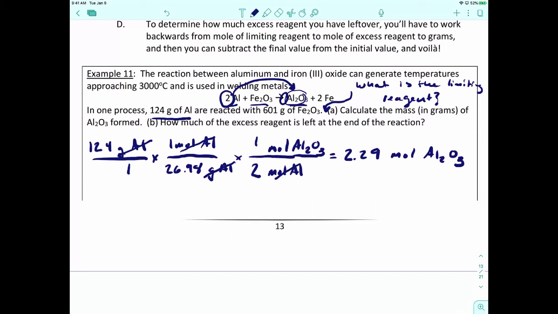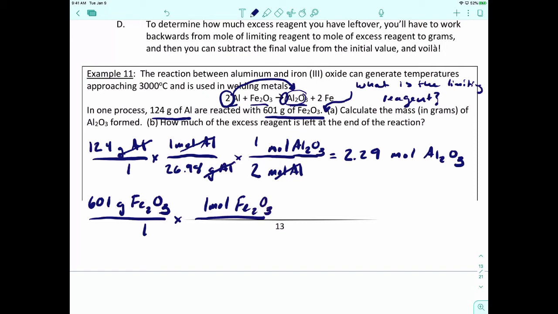Okay, so now we got to do the same thing with Fe2O3. In the problem, we're told that we have 601 grams of Fe2O3. We're going to do pretty much the same thing that we just did with aluminum, but now for iron 3 oxide. So we have to convert this from grams to moles: 1 mole of Fe2O3 over the molar mass of iron 3 oxide, which is 159.69 grams of Fe2O3. All right, so the grams cancel out.